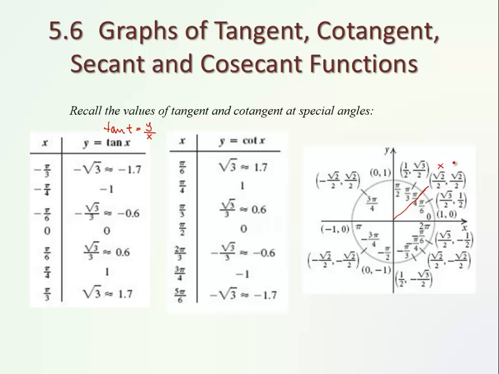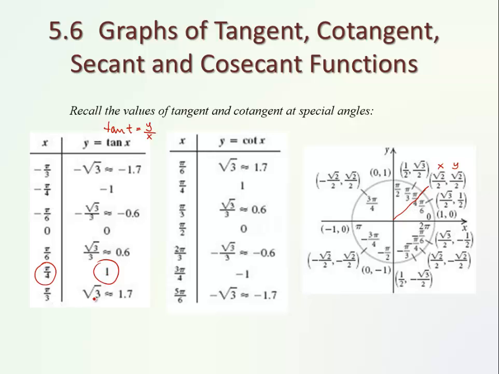So this is x, this is y. Since both coordinates are the same, the ratio is really 1. So tangent of pi quarter is equal to 1. And this is a very special point on a graph of tangent function. So it's a good idea to remember this.